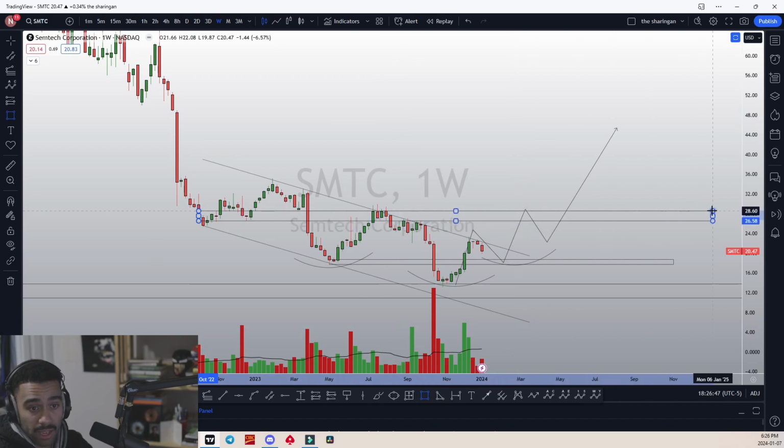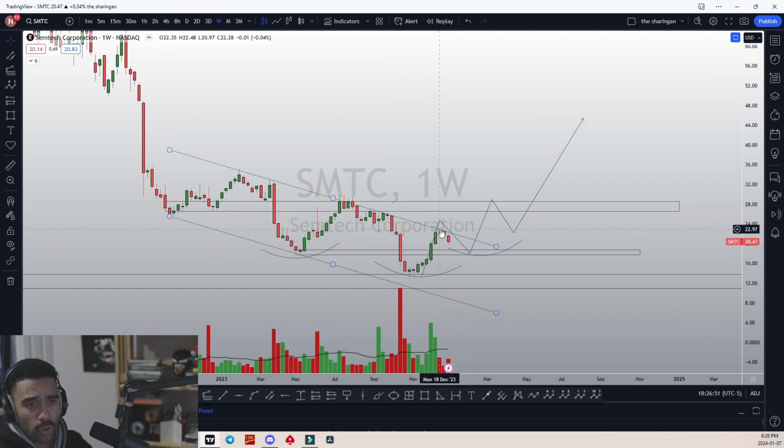We have our neckline. You're looking at a potential inverse head and shoulders pattern. We have our downward trend line resistance, a potential area to look for to act as support, giving us a potential new characteristic change in this stock's trend. And then we could further in the year battle this zone above. That's what I would be looking at from a bullish perspective.